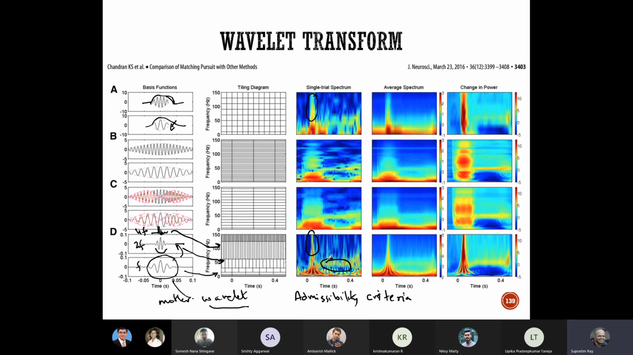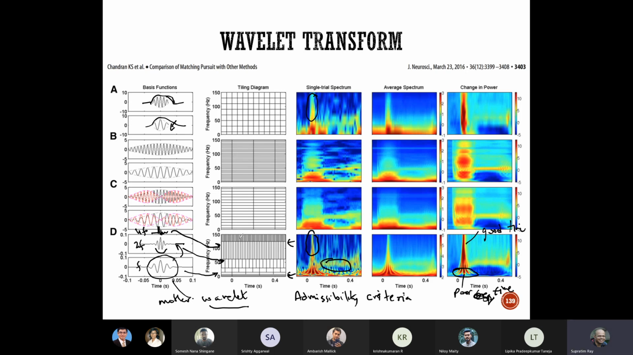But you see that the tiling diagram here has changed. Sorry, the time frequency spectrum has changed so that at lower frequencies it's more spread out. So you have got poor time resolution at low frequencies and good time resolution at higher frequencies. And vice versa in the frequency domain. You've got very good frequency resolution at lower frequencies and poor frequency resolution at higher frequencies.